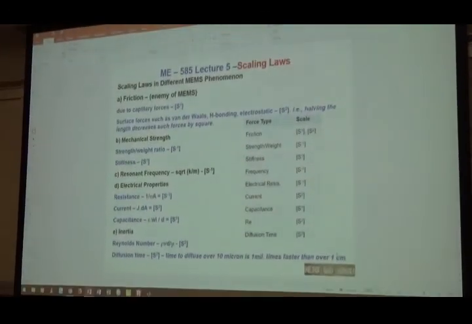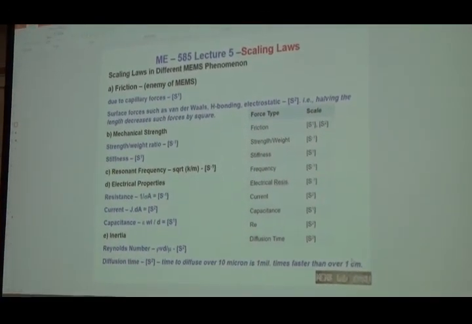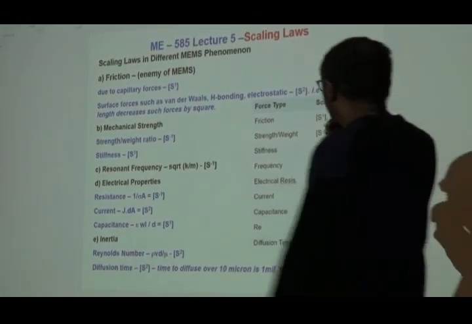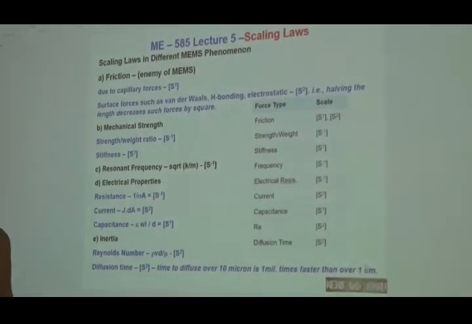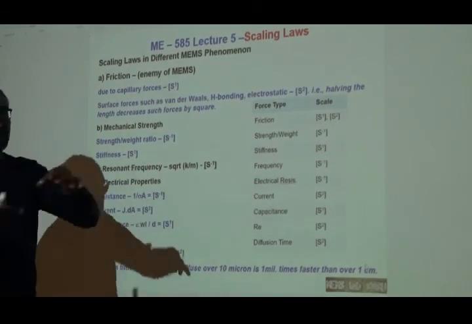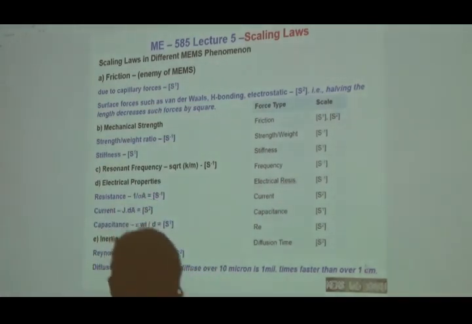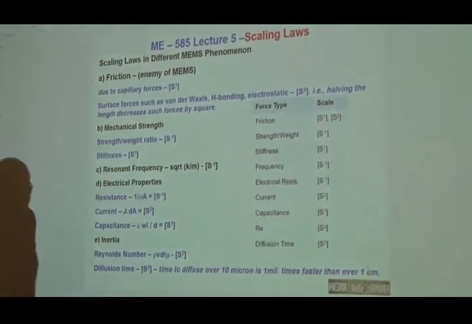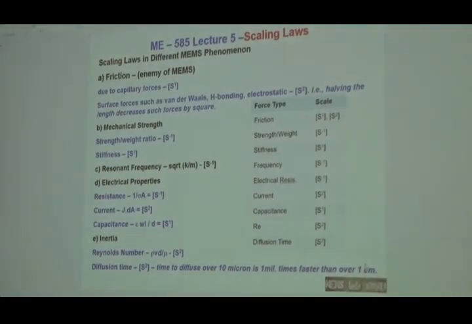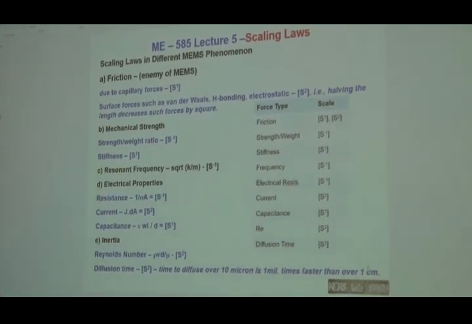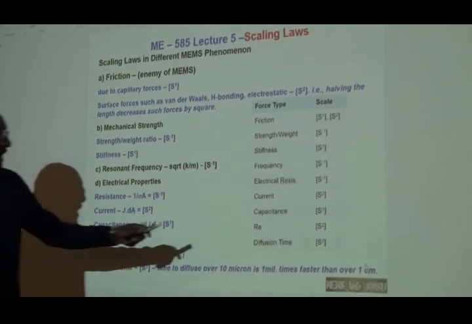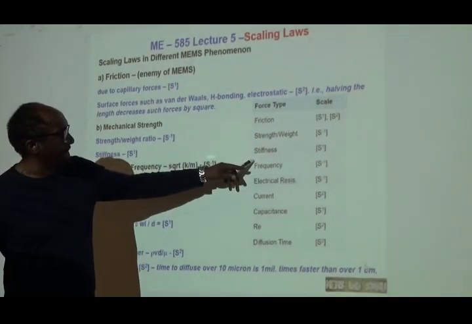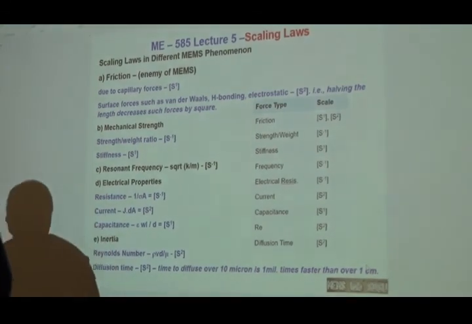Now, the other ones I'm not going to derive, but I'm going to give you some examples. Those of you interested, please go and read about these things. So, for example, friction, tribology. How does it scale? Typically, friction scales linearly or area-wise. We know that, right? It's the contact area. Strength per weight, you could do the numbers. That scales inversely. Stiffness scales linearly. Frequency inversely.